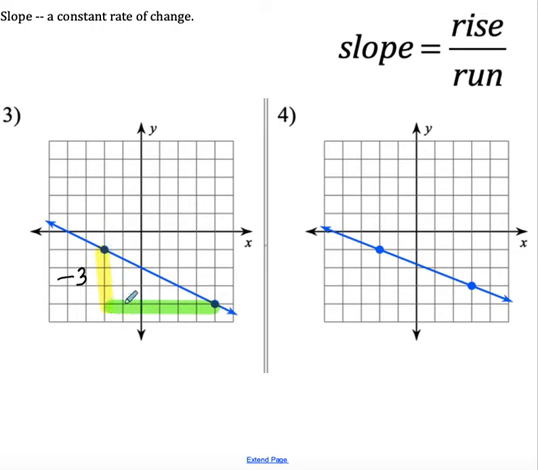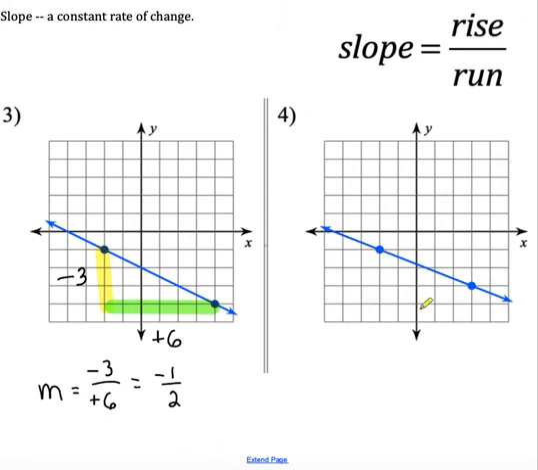And then my run is 1, 2, 3, 4, 5, 6, +6. So when I write my slope, it's the rise over the run. And I might notice there that 3 and 6 I can simplify, so that's going to be -1 over 2. Notice this line is negative because when I read it from left to right, it's going down. It's a downhill slope, so it's a negative slope.